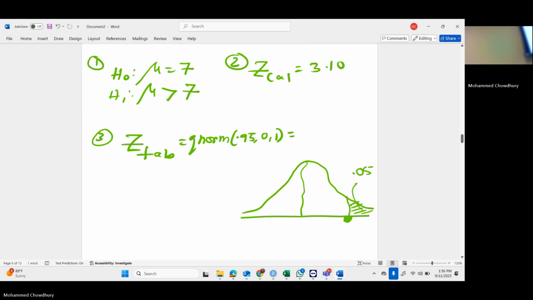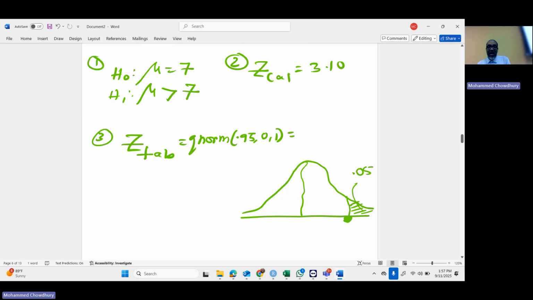Understand? The area of a circle is pi r squared. It is true all over the world. Even if you go to Mars or Jupiter, that is the formula. Another planet system, another solar system, it is always the same. So the Z table is the same.